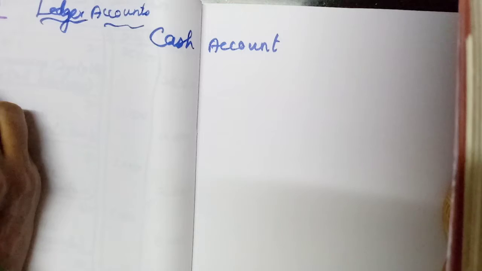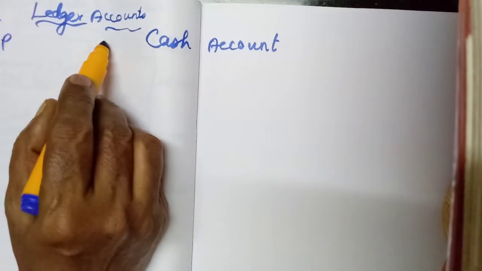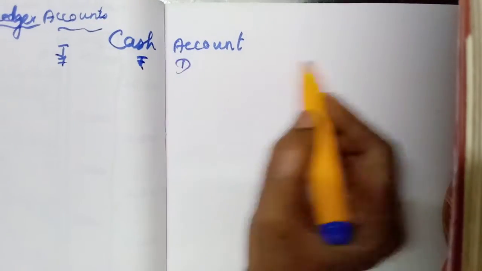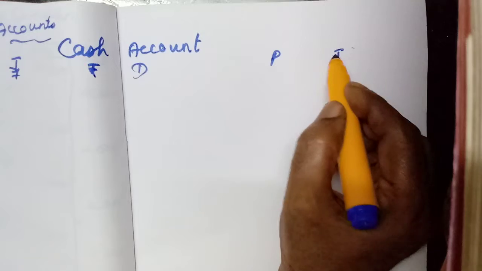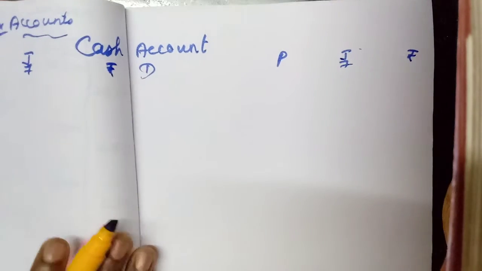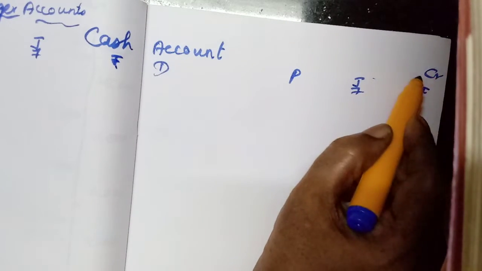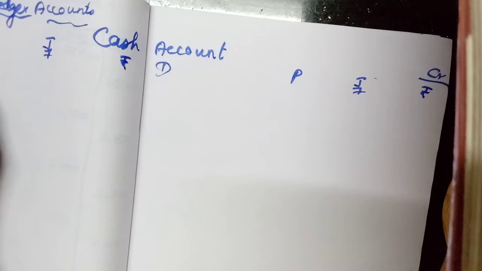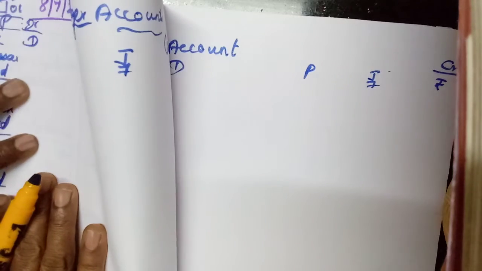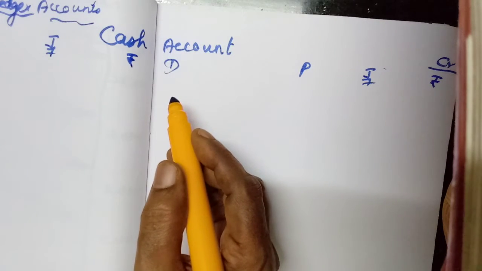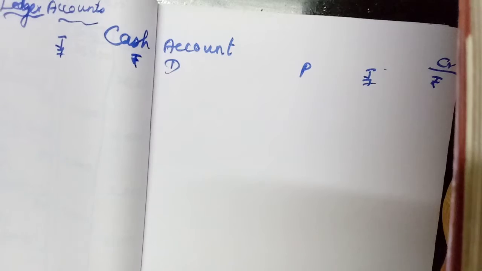We want to draw a line. Date, particulars, JF, rupees. You have to draw a line, and here we need to write above the line creditor, here debtor. Okay, cash account. What is that? In the first journal entry, this cash is debited. So you see, on the debit side, cash account is debited.